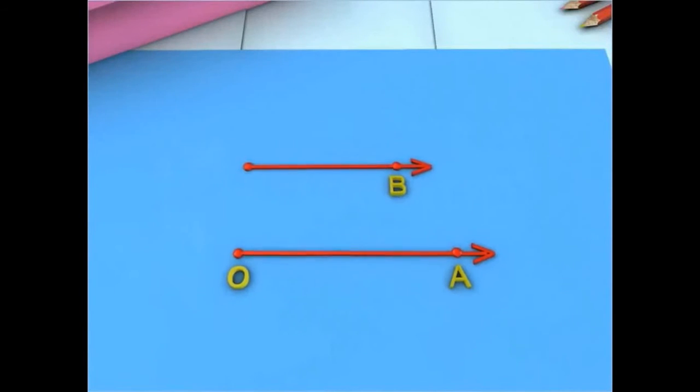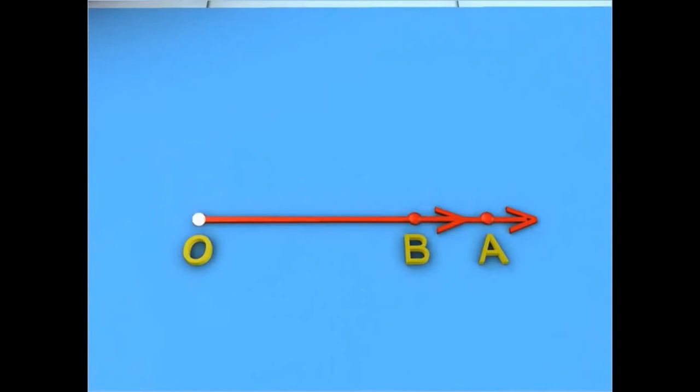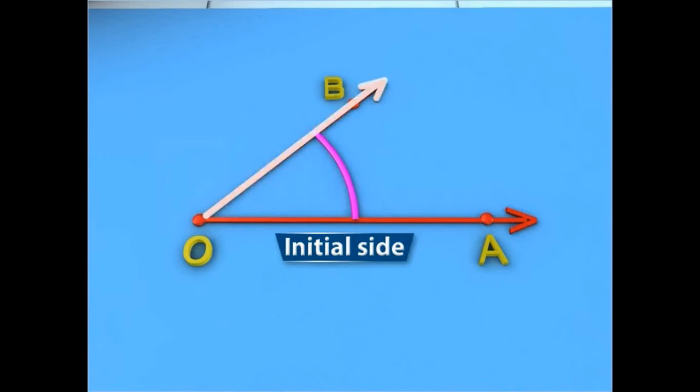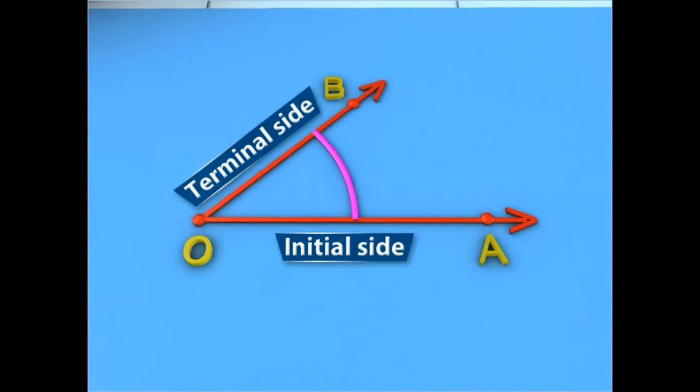Here are two coinciding rays with the same initial point. If one of the rays, say OB, rotates about O and terminates after rotating for some time, an angle AOB is formed. The ray that remains fixed is called the initial side, and the ray that rotates about the vertex is called the terminal side of the angle.